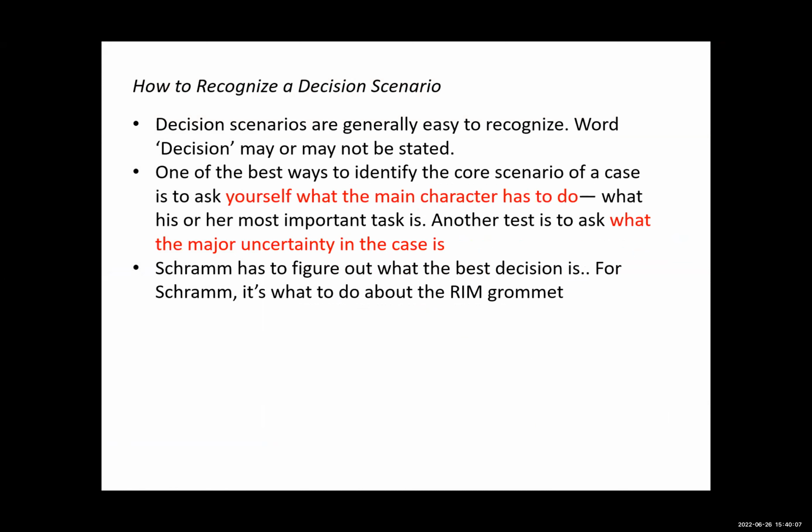So decision making scenario. Okay. What are the questions we are going to ask? What does the main character have to do? What is the major uncertainty in the case? In this case, the decision for Sham is what to do about the rim geometry, whether it is the new one or the current one of the two.